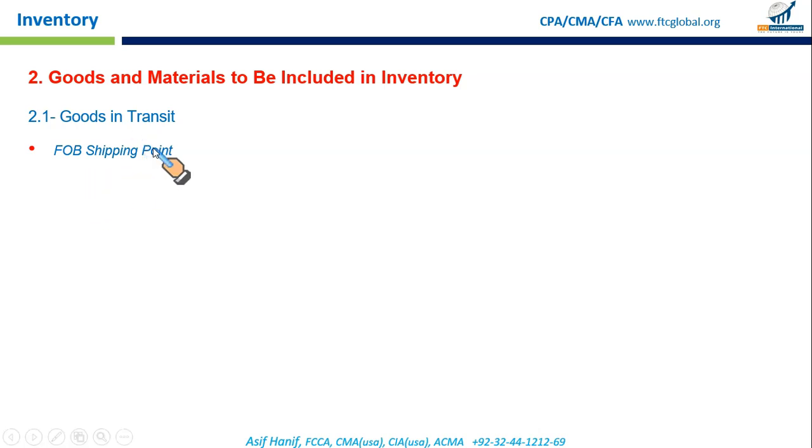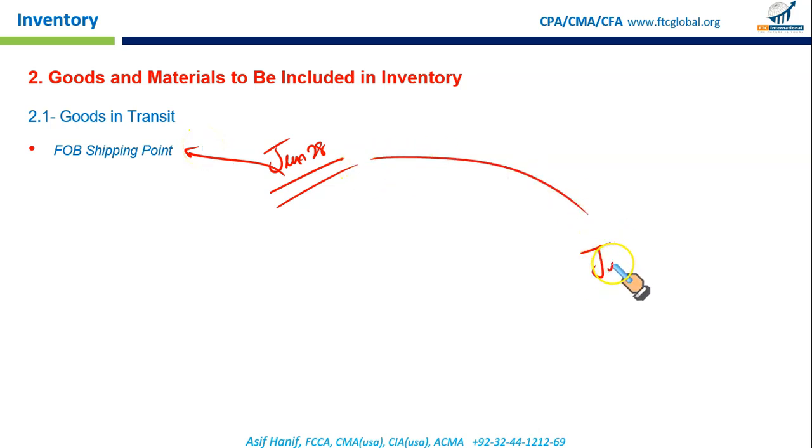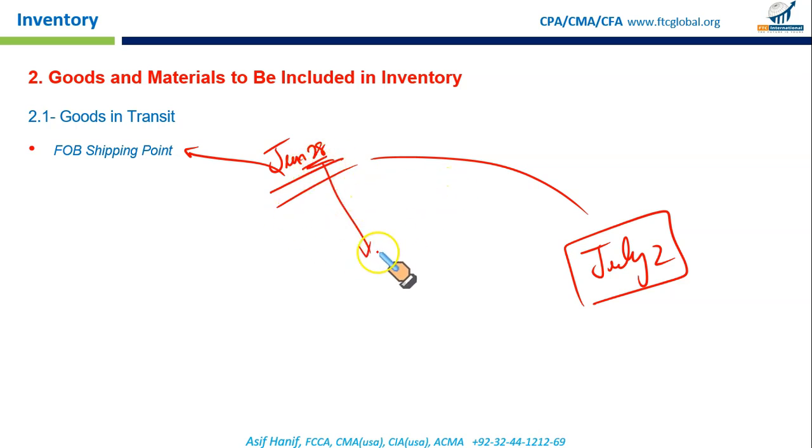Let us consider an example to grasp this concept. Let's say goods have been shipped on June 28th under FOB shipping point, but they arrive on July the 2nd. Even though the goods were received by the buyer on July the 2nd, as soon as the goods are shipped on June 28th, these items, even though they were in transit, will be considered a part of the buyer's inventory, and the seller would exclude them. So that's what it is in FOB shipping point.